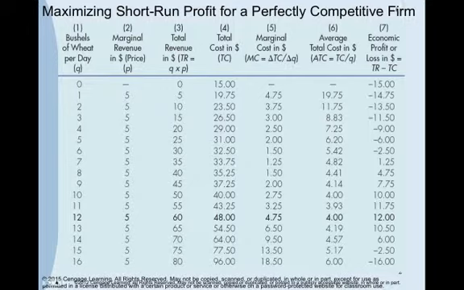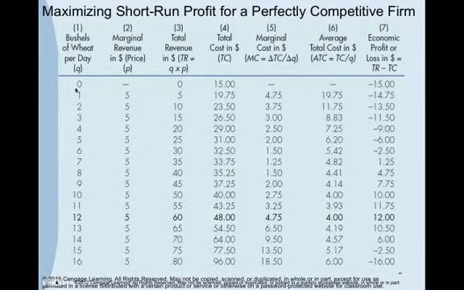Column number 7 over here is looking at our economic profit or loss, and that's just our total revenue minus total cost. For this particular company, if we haven't produced anything, we don't have any revenue coming in because we don't have anything to sell, but we have $15 in costs. So if we take 0 minus 15, we're actually losing money at this point. We're $15 in the hole.